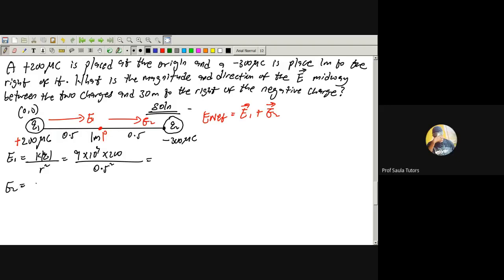E2 is also calculated the same way. Now check, remember that Q2 is negative. But when I'm solving, I won't put that negative, because I've already accounted for the negative with the direction. So what do we have? Times 300. Remember, micro is 10 to the power minus 6. Then all over 0.5 squared. So what do we have here?